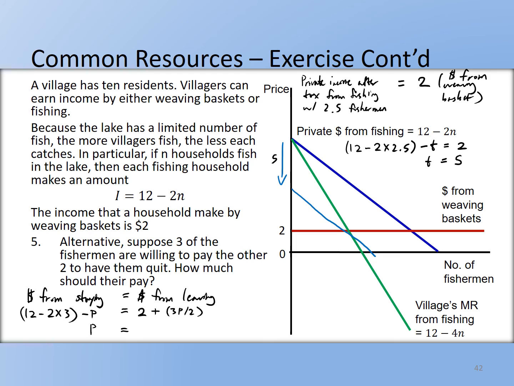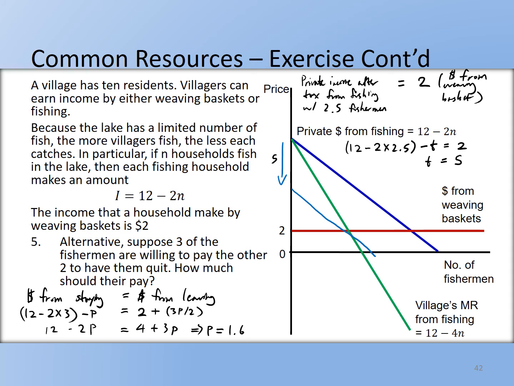6 minus P equals 2 plus 3P divided by 2. Multiply both sides by 2, so you have 12 minus 2P equals 4 plus 3P, which gives you P equals 1.6, I think, right? Yeah, that's right.